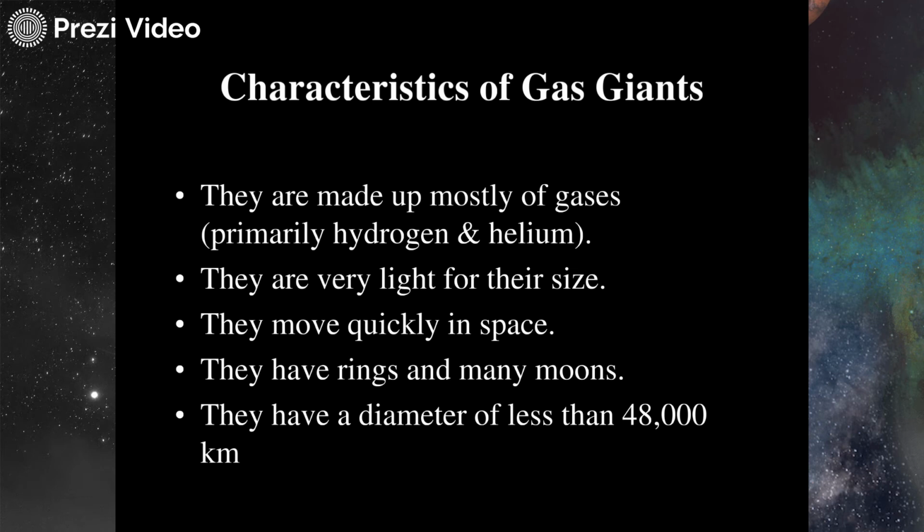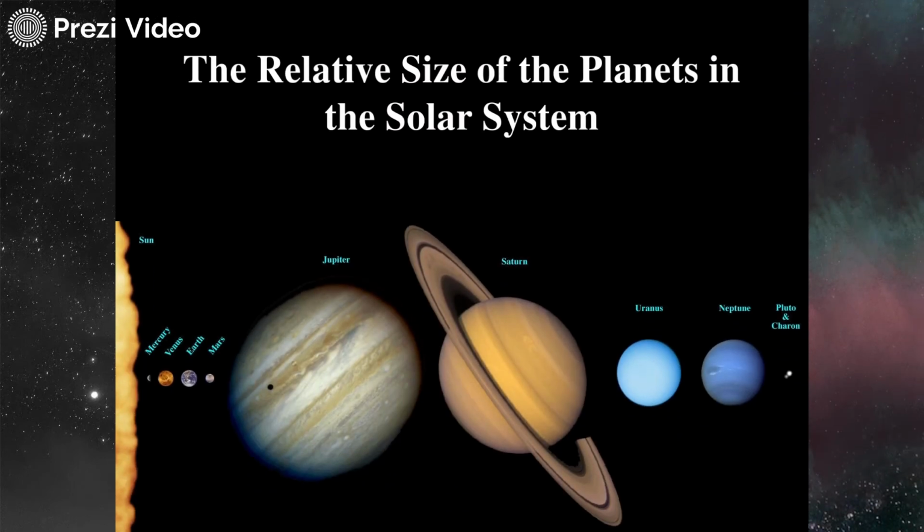They have a diameter of less than 48,000 kilometers, but you can see that is more than triple the largest diameter of the rocky planets. So they tend to be a lot larger than the 4 inner planets. And we can see a chart here of the relative sizes.